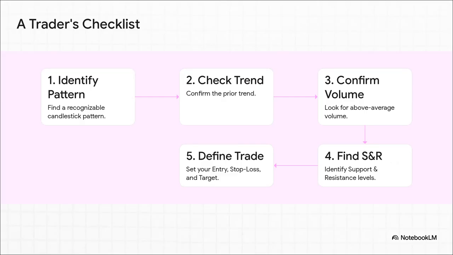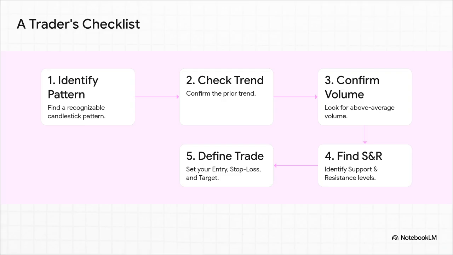So, a basic trading plan brings all of this together into a simple checklist. First, you identify a promising pattern. Then, you make sure it fits with the overall trend. You look for a surge in volume to confirm that there's real conviction behind the move. You identify your key support and resistance levels. And this last step, honestly, it's the most important one.